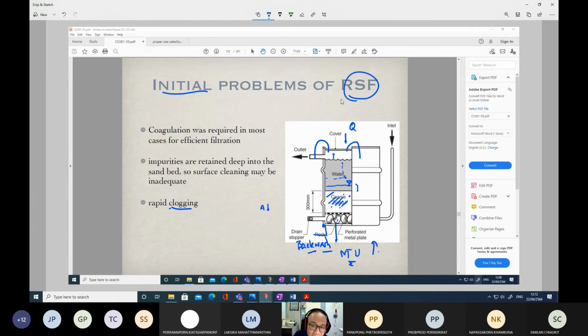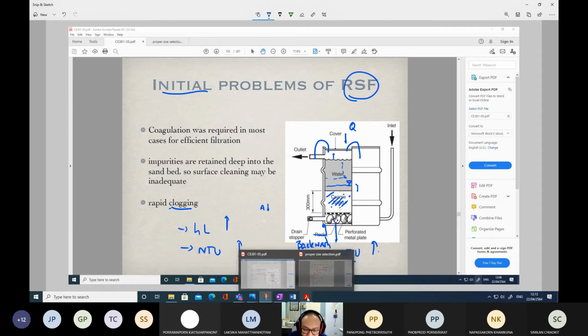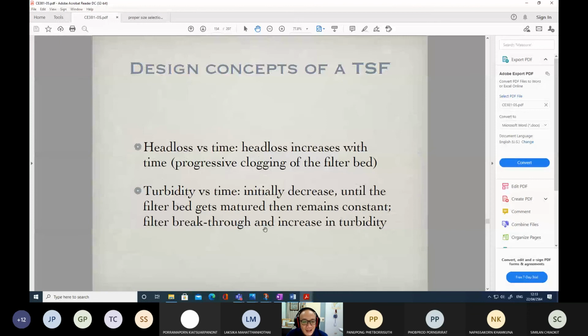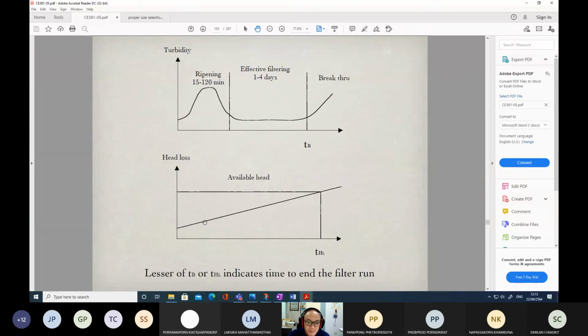The problems while operating the filters are two issues. One is the head loss, and another one is the NTU, the turbidity. So at the end, head loss will increase beyond the limits. At the end, NTU may increase beyond the limits. So this is the problem of why we operate the rapid sand filter. There are issues with the head loss and the turbidity.